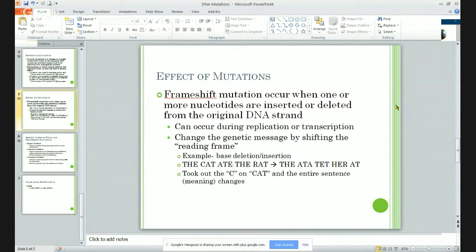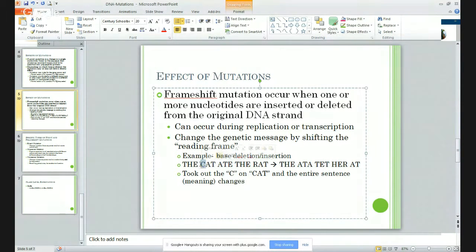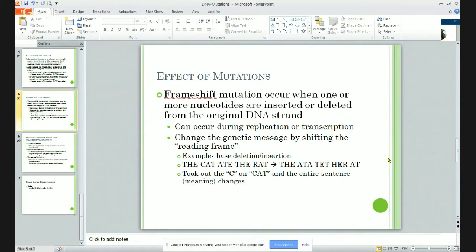You will get a brand new protein, because you're going to end up with totally different codons. The flip could be said for if you inserted an extra word: you still would not have the original sentence. So instead of taking out the C here, if we put another word in here, that would obviously shift everything. And so you can see the detriment that one base deletion or insertion has on the protein.